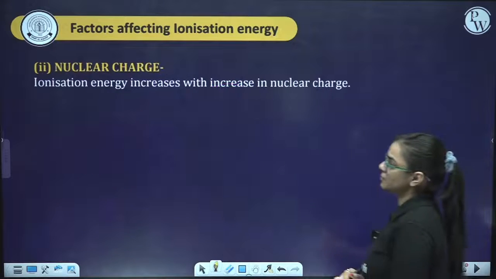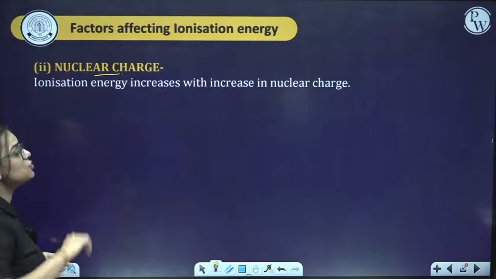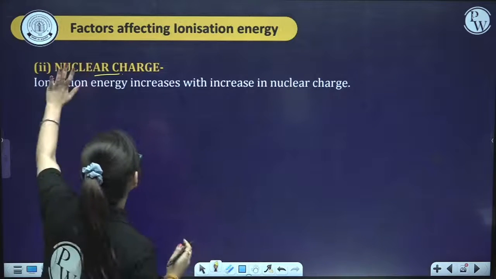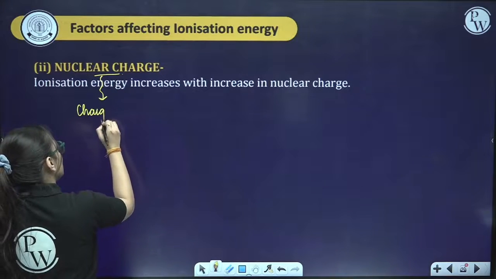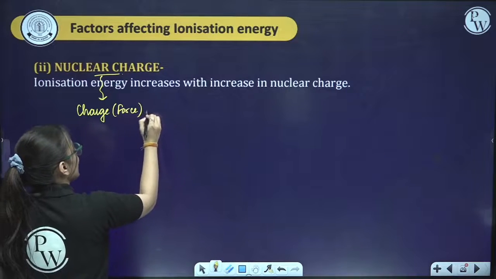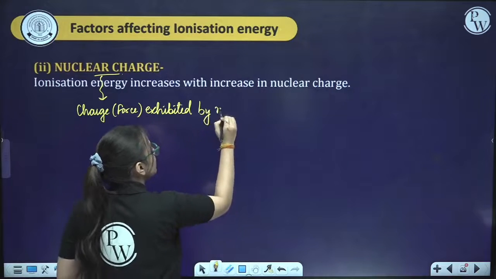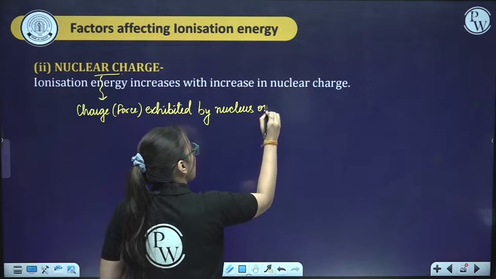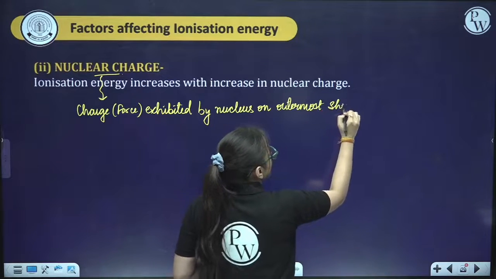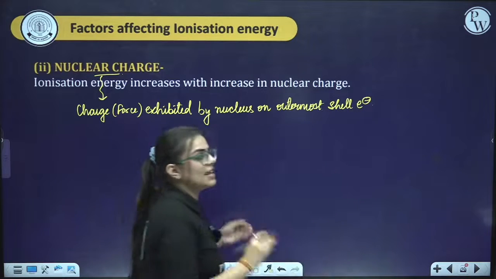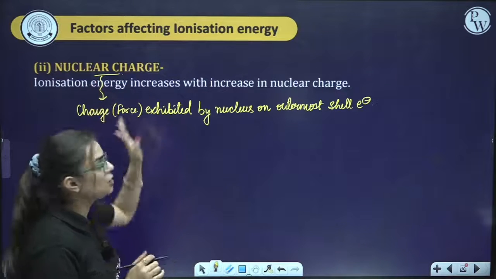Now, students, comes the next factor, that is your nuclear charge. What is nuclear charge? In easy terms, nuclear charge is the charge, in bracket write down force, exhibited by the nucleus on the outermost shell electron. Force exhibited by the nucleus on the outermost valence shell electron is basically the nuclear charge.